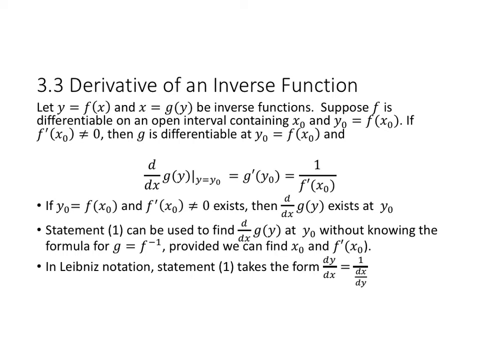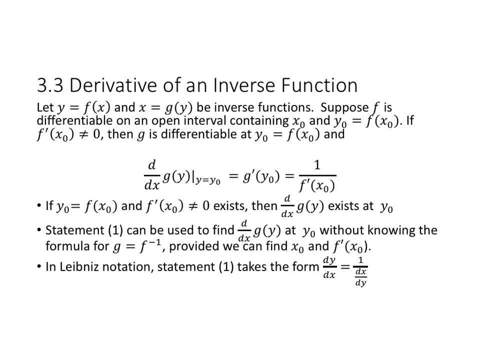Before we practice, we're going to go over a kind of a lengthy rule for the derivatives. So let y equal f of x and x equal g of y be inverse functions. Suppose f is differentiable in the open interval containing x naught and y naught equals f of x naught. If f prime is not equal to 0, then g is differentiable at y naught equals f of x naught. So the derivative of g of y with respect to y at y equals y naught is g prime of y, which is 1 over f prime of x naught. The important part here is to remember that we have to switch our x's and our y's. That's why there's a y here and an x here.